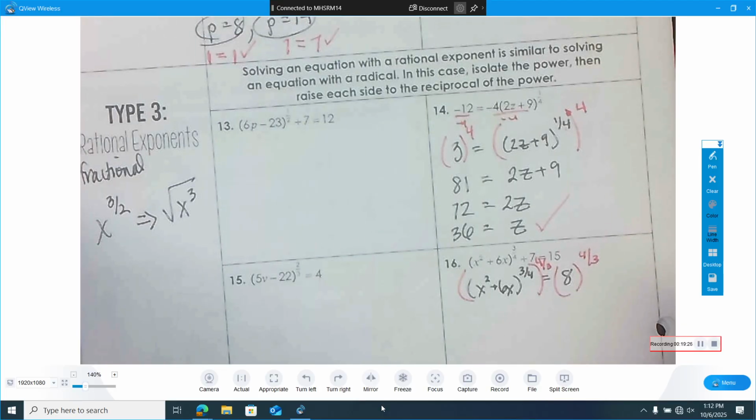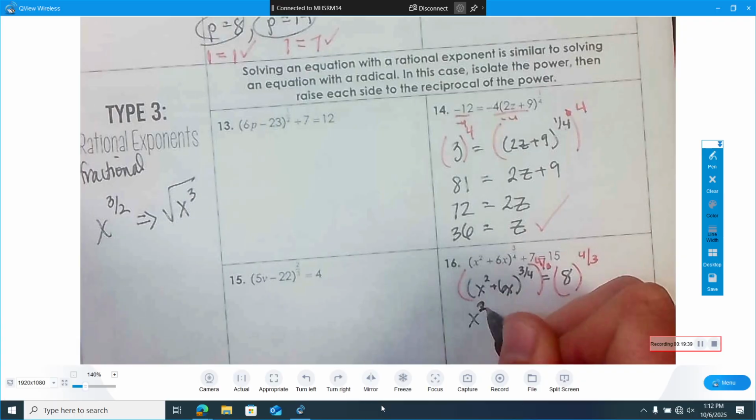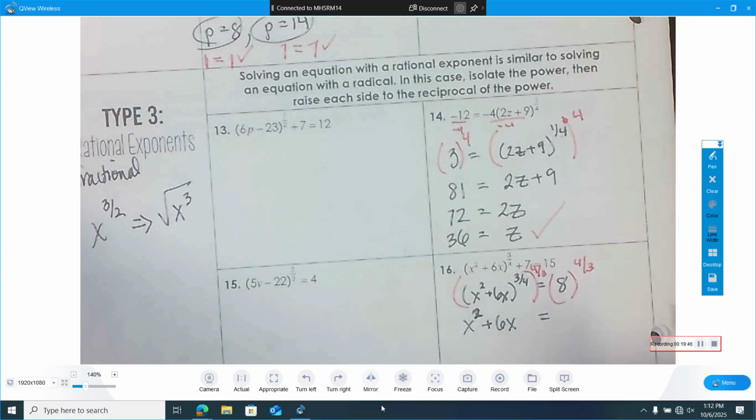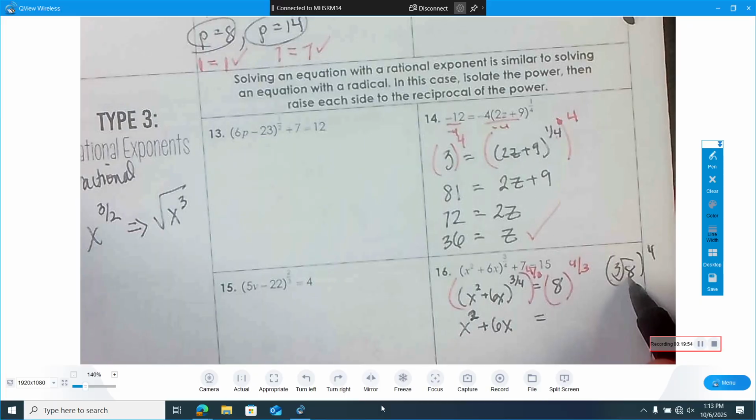We should have done 15. Shoot. Think about that. We might have to do 15 too. All right. 3/4 times 4/3 becomes 12 over 12, which reduces to 1, which is super handy. This is why we love rational fractional exponents. And then 8 to the 4/3 is 16. It's the cubed root of 8 to the 4th power. The cubed root of 8 is 2, and 2 to the 4th is 16.